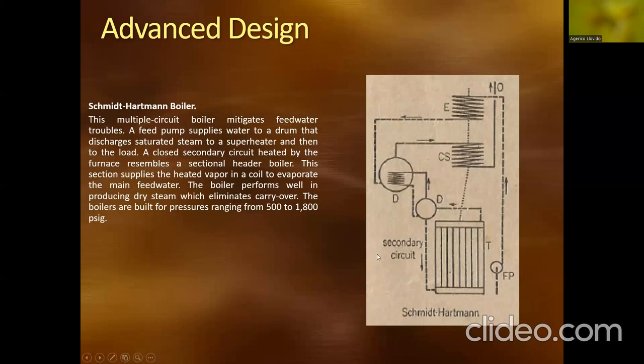Heated by the furnace, it resembles a sectional header boiler. This section supplies the heated vapor in a coil dito to evaporate the main feed water. Yan. The boiler performs well in producing dry steam, which eliminates carryover. The boilers are built for pressures ranging from 500 to 1,800 psi gauge.